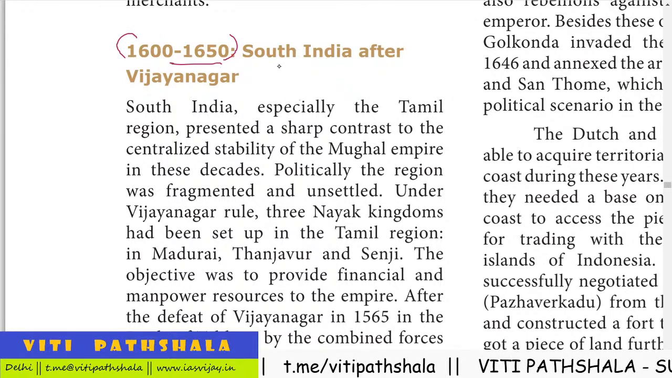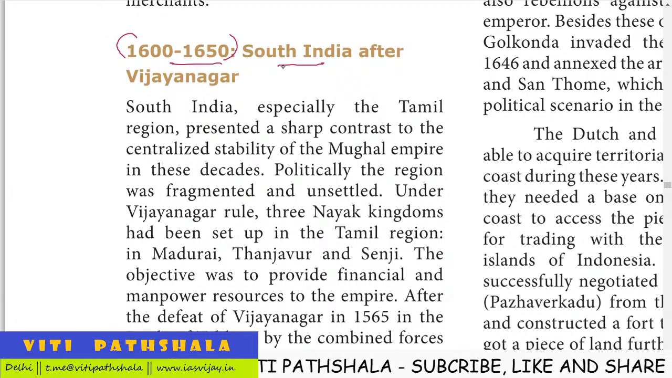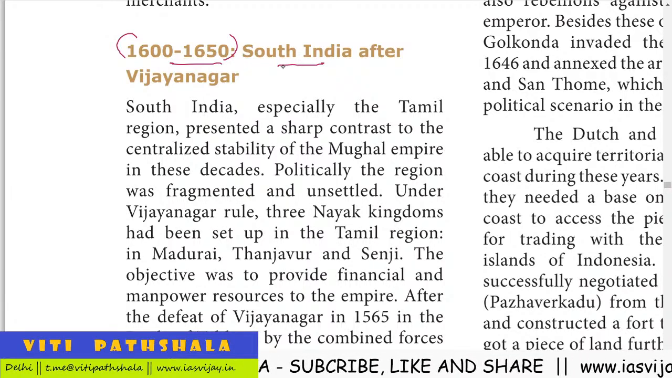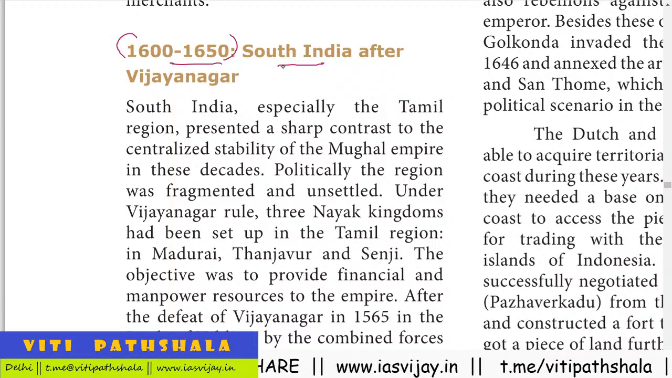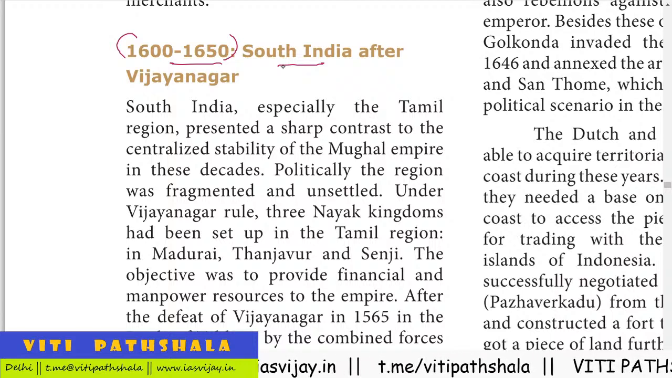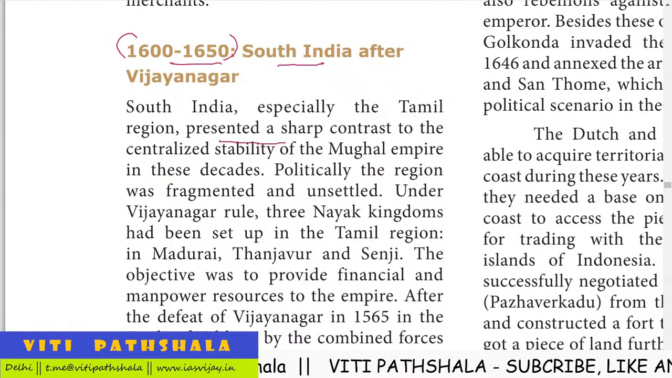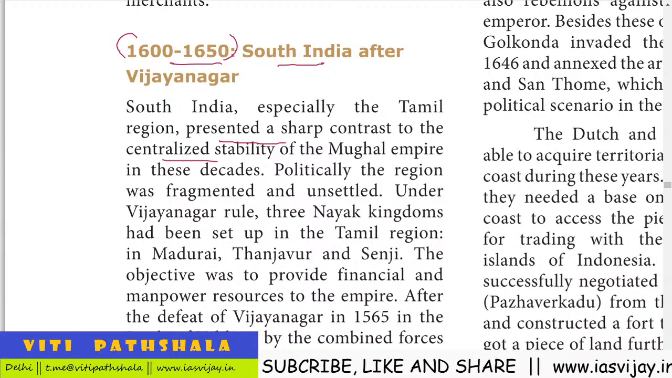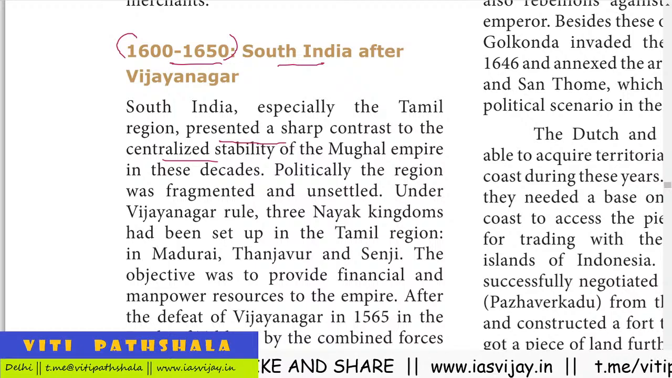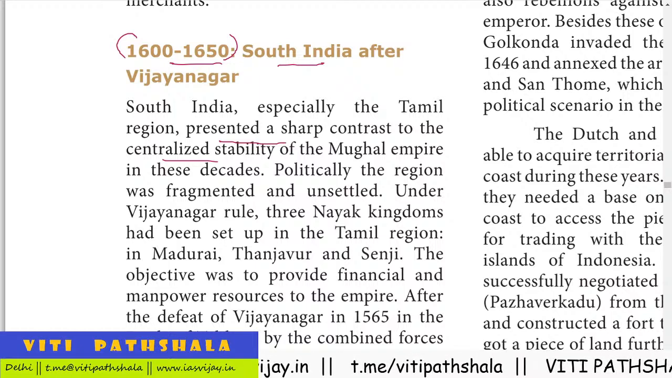So at this same time, what we have just studied, who was in the north? The Mughals, that was Akbar and Jahangir. Now who would be here? So in 1600 to 1650, South India. South India, especially the Tamil region, presented a sharp contrast to the centralized stability of the Mughal Empire. In these decades, politically the region was fragmented and unsettled.